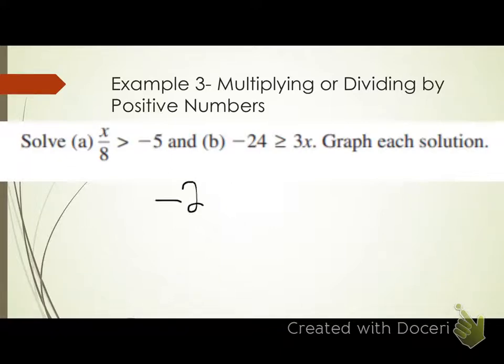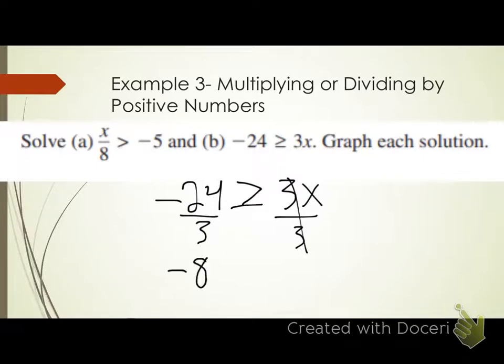We have negative 24 greater than or equal to 3x. Raise your hand if you can help me solve this inequality. Divide both sides by 3. What's negative 24 divided by 3? Negative 8. Did my symbol flip or stay the same?